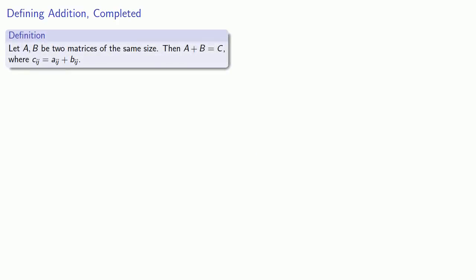And so this suggests the following definition of addition of two matrices. Let A and B be two matrices of the same size. Then A plus B is going to be the matrix C, where the components of C are the sum of the corresponding components of A and B. And like vector addition and vector equality, we're going to define matrix addition using component-wise addition.